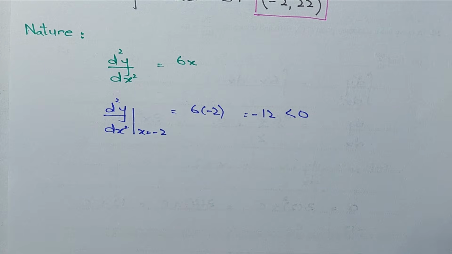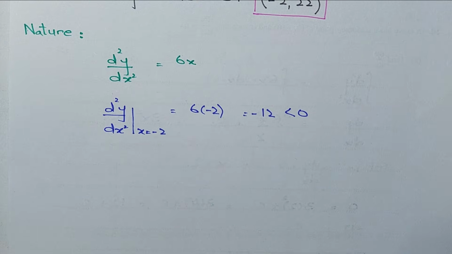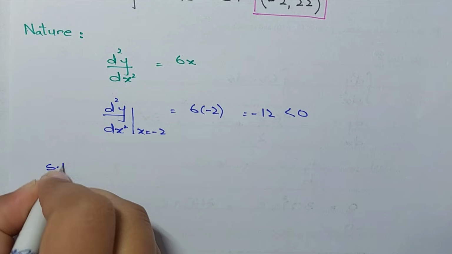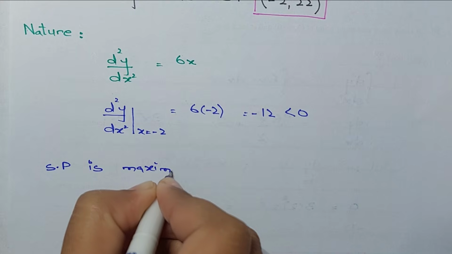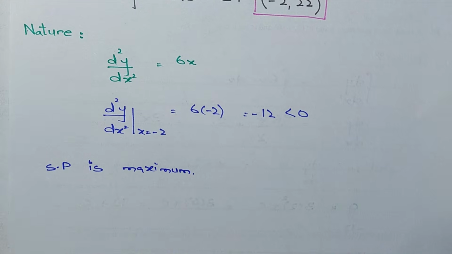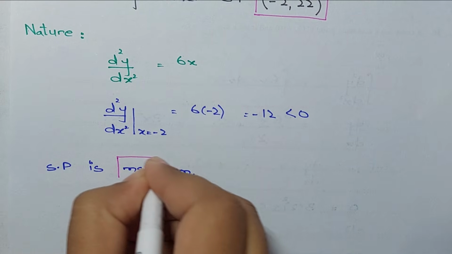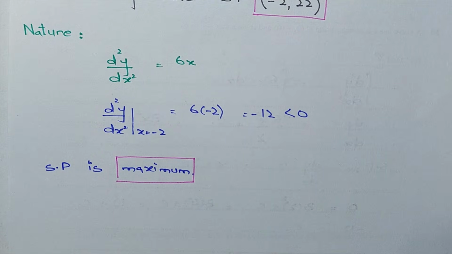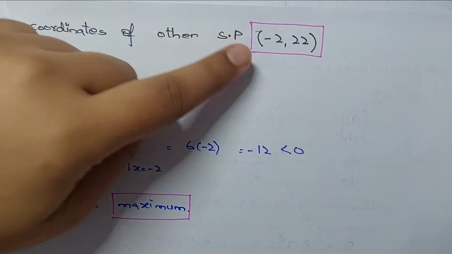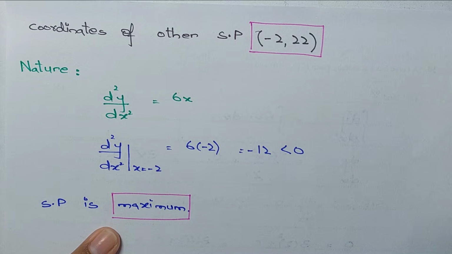So when the second derivative is less than 0 at the given stationary point, we can say that the stationary point is a maximum. Its nature is maximum. When the second derivative is negative, the nature is maximum. When the second derivative is positive, the nature is minimum. So this is the stationary point and that is the nature.